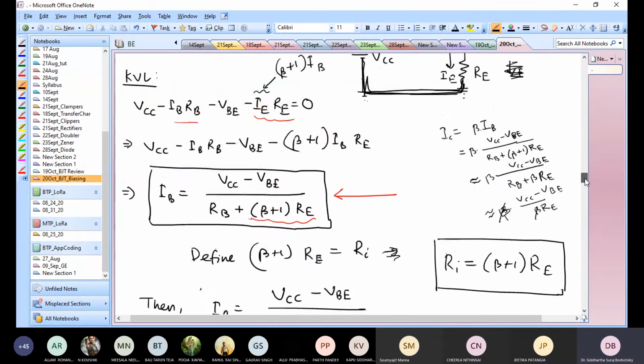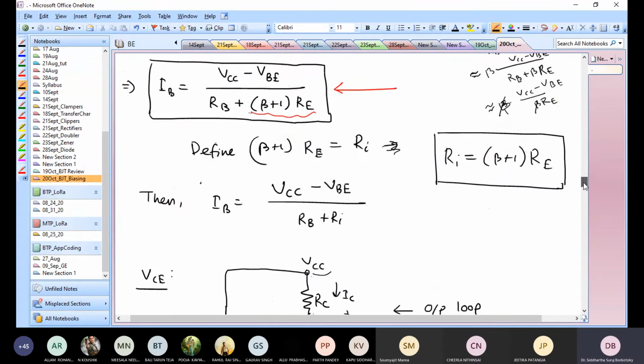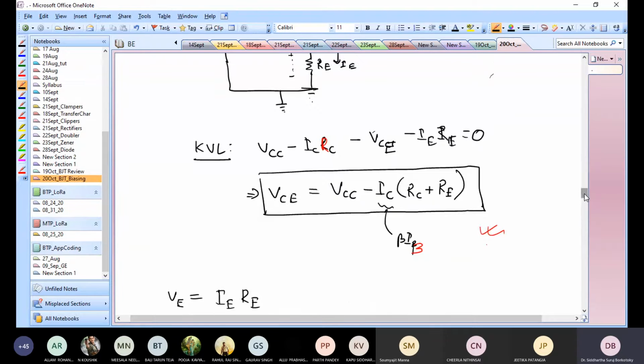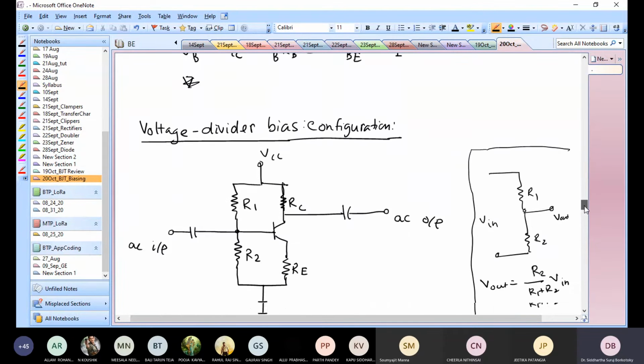And of course, VCE is what? VCE is VCC minus IC times (RC plus RE). Now IC also does not change with beta much. So of course I have an operating point that does not move around a lot as beta changes. So this is the strength of this emitter bias configuration. This is the emitter bias.